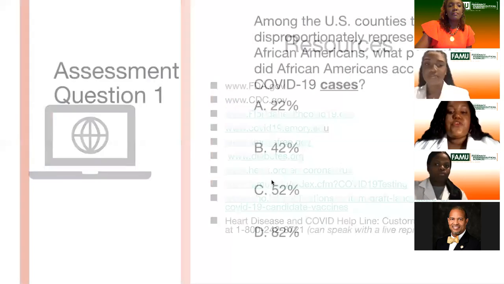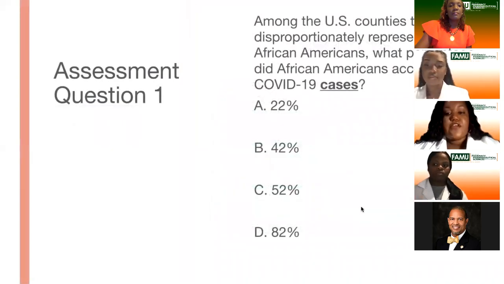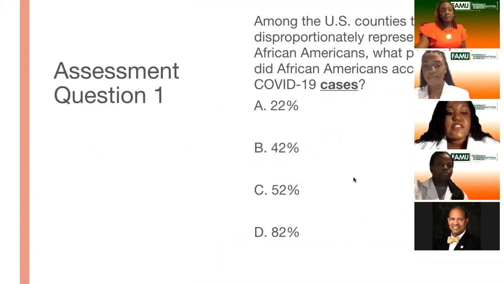Now let's review the earlier questions to shed light on the African American experience with COVID-19. Again, please put your answers in the chat box. You should be a little more familiar with them now, so this time you'll have about 5 seconds. Assessment question 1. Among the U.S. counties that are disproportionately represented by African Americans, what percentage did African Americans account for COVID-19 cases? Is it A, 12 percent, B, 22 percent, C, 52%, or D, 82%?